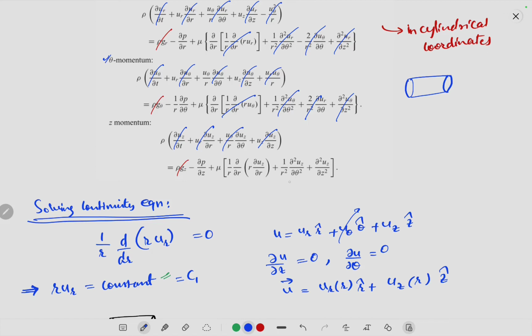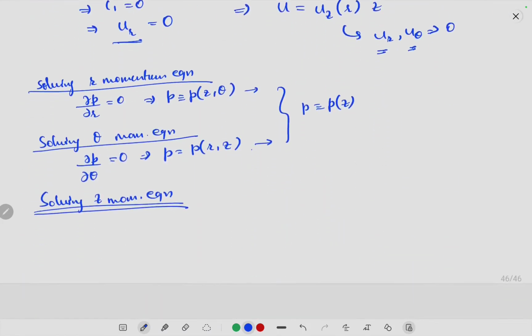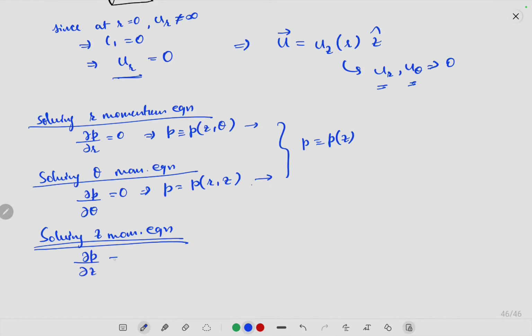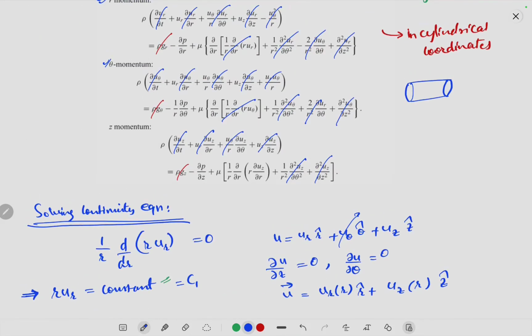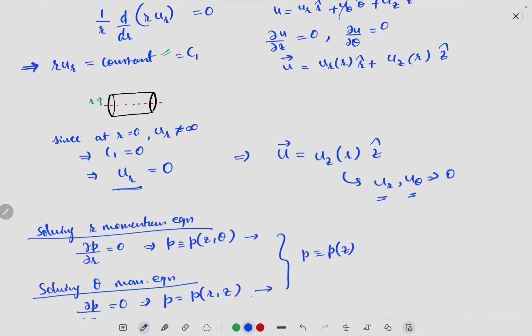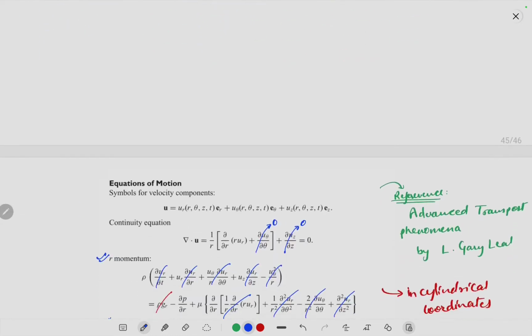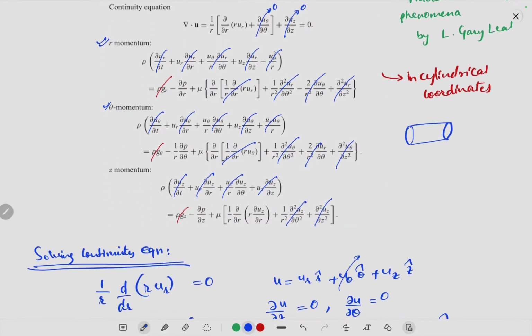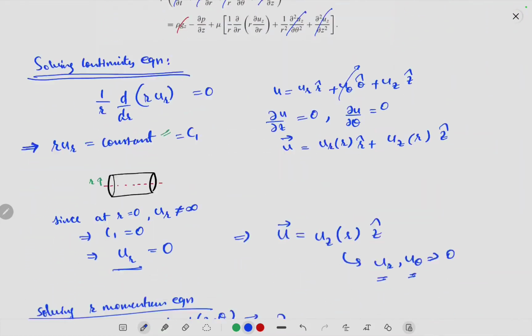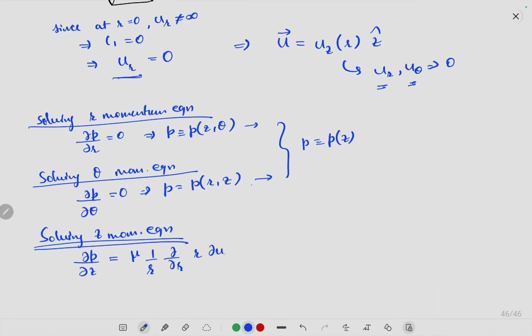This will be non-zero because uz is a function of r. Then uz is not a function of theta and uz is not a function of z, so these two will also be 0. So then what we will be left with is del p by del z equal to mu (1 by r) del by del r of (r del uz by del r).